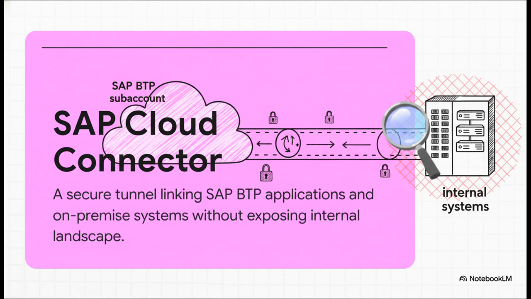The best way to think of it is like a highly secure one-way tunnel. It digs a safe passage from your cloud account down to your internal systems, but it only initiates connections from the inside out. This means you never have to expose your internal network to the internet. It's a really brilliant solution.